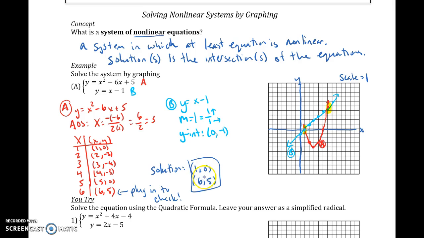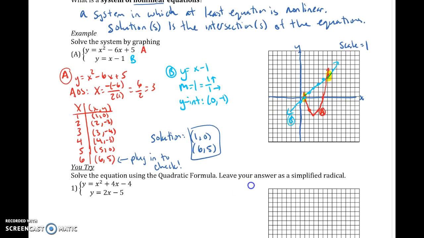How do you know if they're the solutions? Remember, you can check the solutions by plugging them back into each equation. Plug in 1 for x, 0 for y for both, plug in 6 for x, 5 for y for both, and they should both work out. That is really it, a refresher on graphing and looking for your solutions. Remember, you can also get no solution if they don't intersect, and you can also get 1.